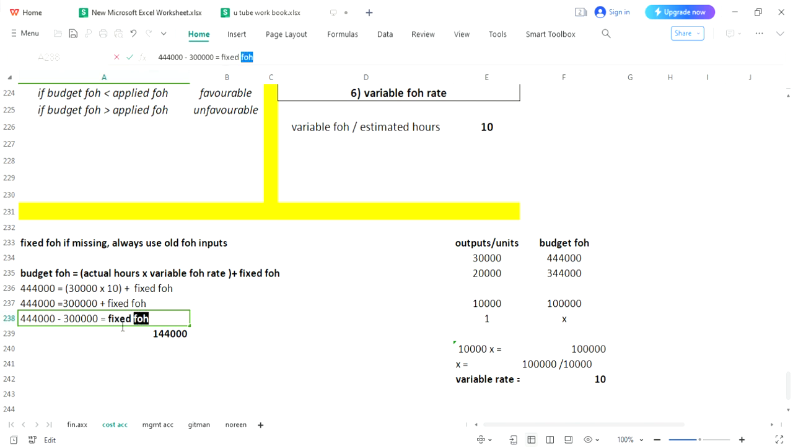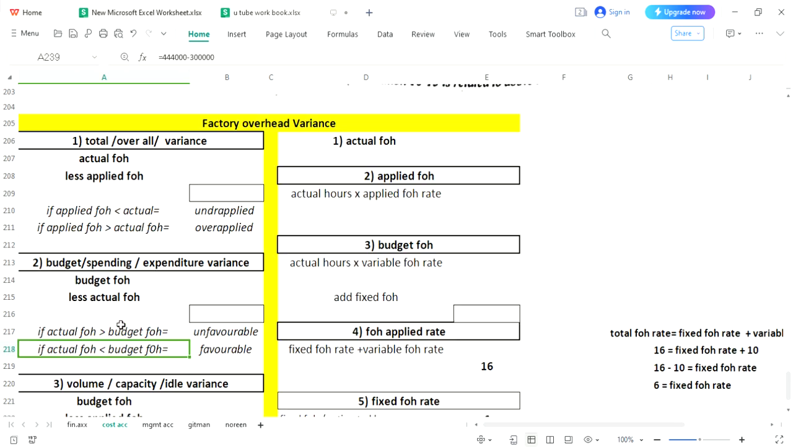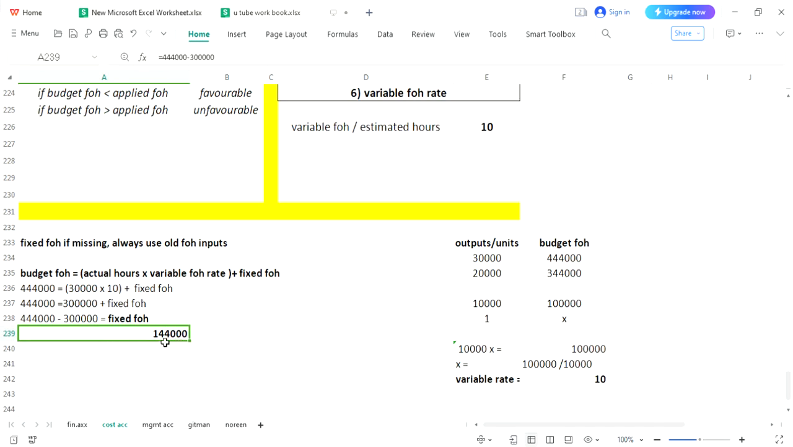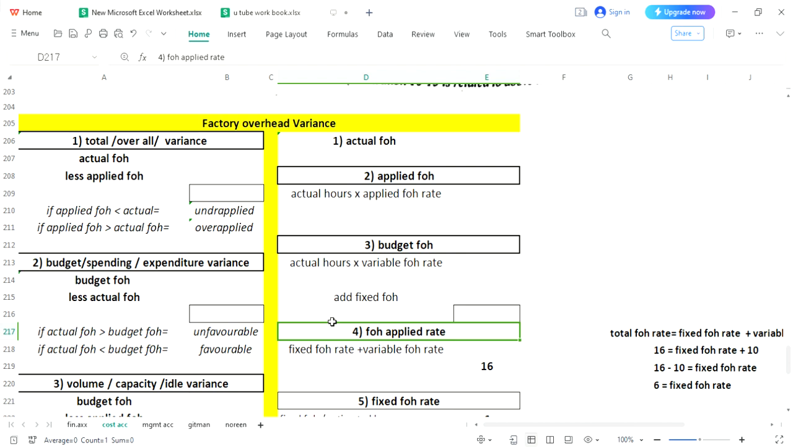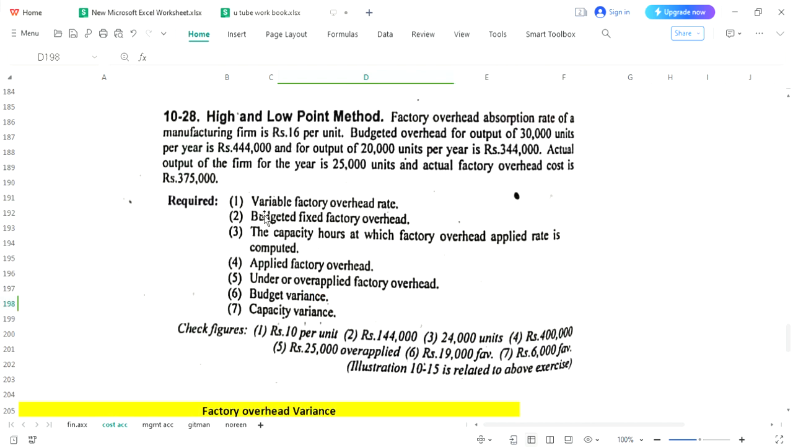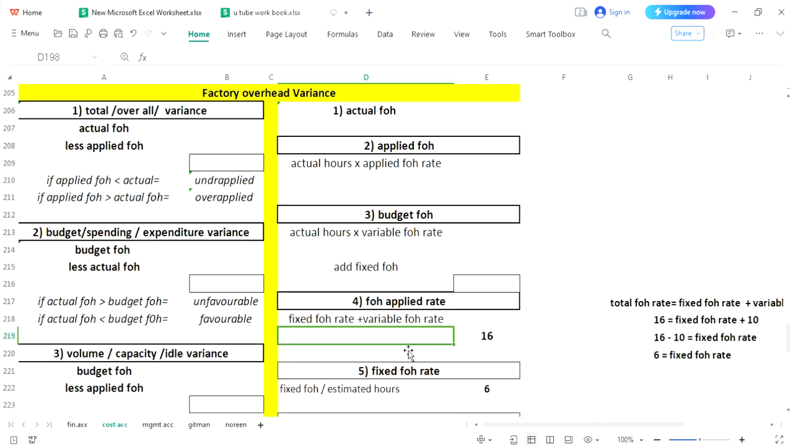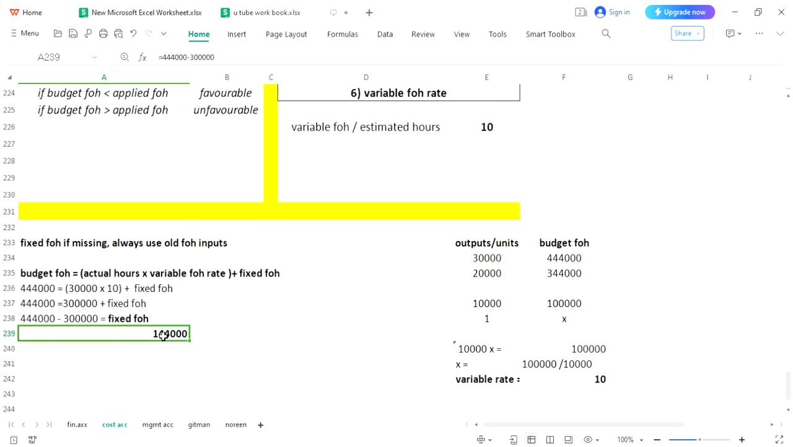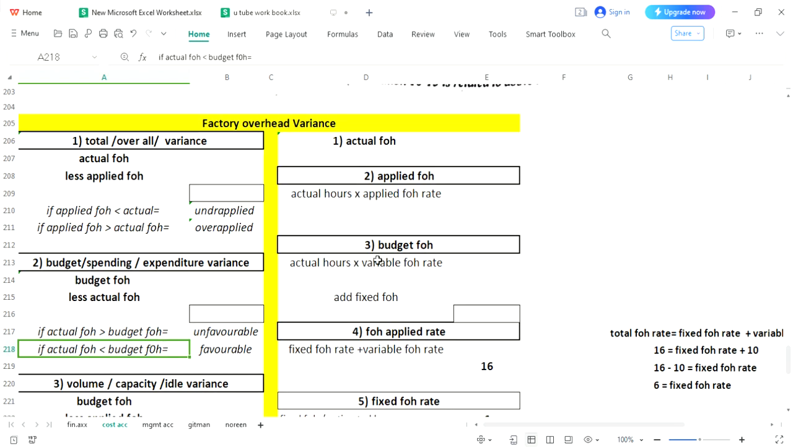Okay, let's see what is in our question. You can see the second requirement was budgeted fixed factory overhead, and fixed factory overhead is 144,000, and we have calculated 144,000. It means the fixed FH in our question is also calculated, and two answers are verified, 10 and 144,000. The variable FH rate of 10 was calculated over here, and the 144,000 fixed FH is also calculated. Let's see now what we can do for our question.